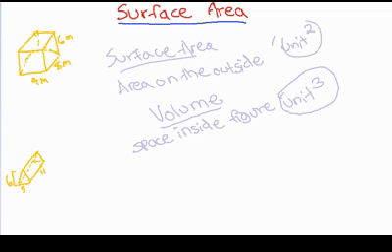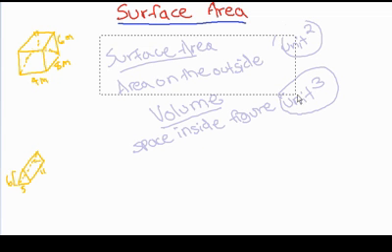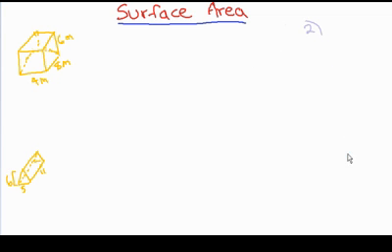Let's find the surface area of these prisms. These are called prisms. This first one is called a rectangular prism. Rectangular prism. That's what this is. This is a triangular prism. Because the triangular prism has triangles for its base, and the rectangular prism has rectangles for its base.